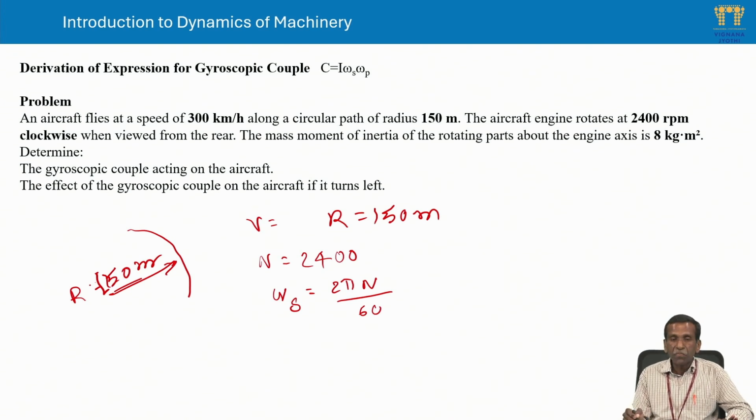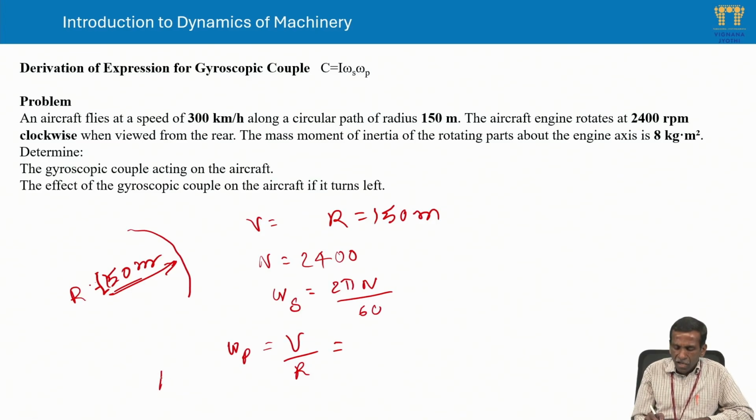And similarly, what is the precession? Taking a turn means angular motion about the perpendicular axis. Then we need to find the precessional angular velocity, omega p, which can be found by writing V by R, because V is omega R, you know that. Then gyroscopic couple: the moment of inertia of the rotating bodies is given. Then it is I omega S omega p. You can find the gyroscopic couple.